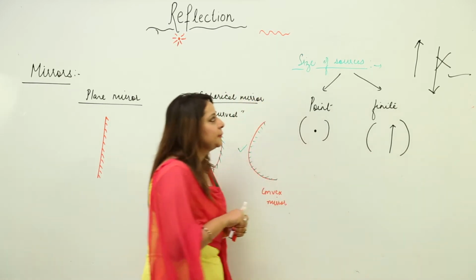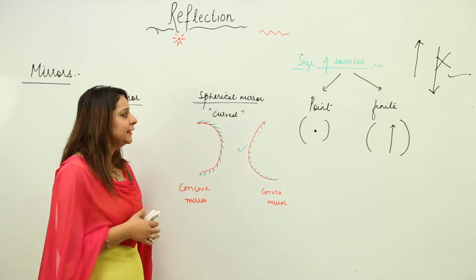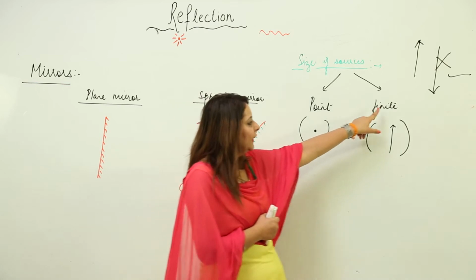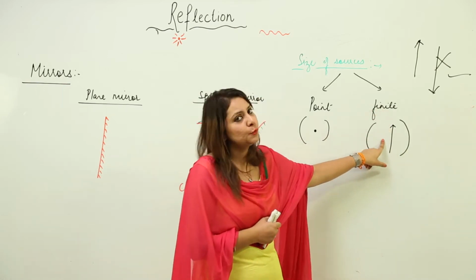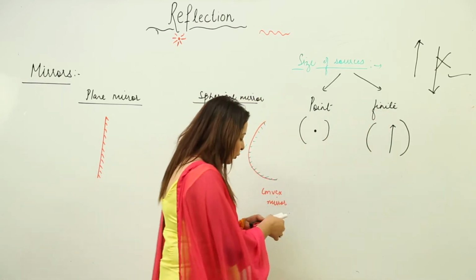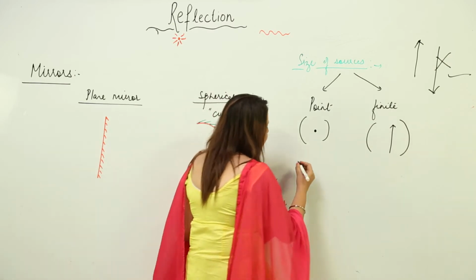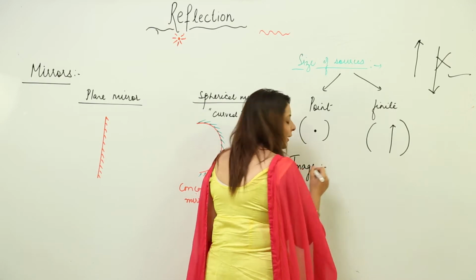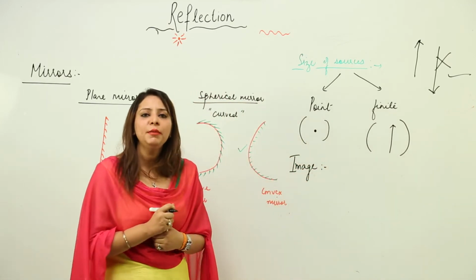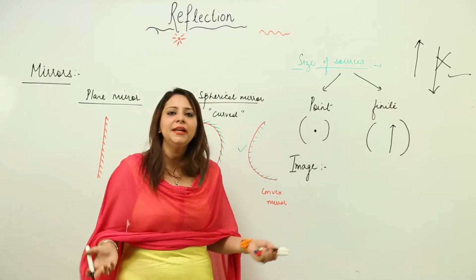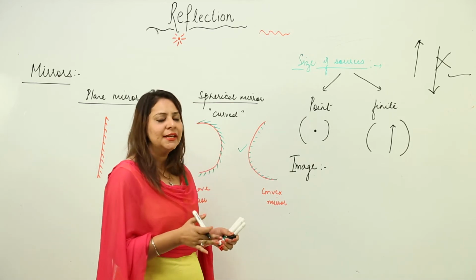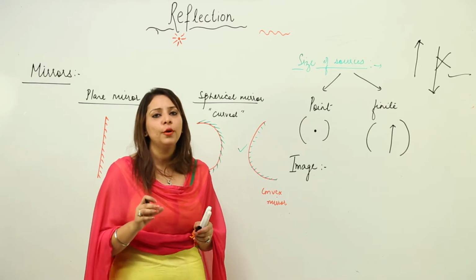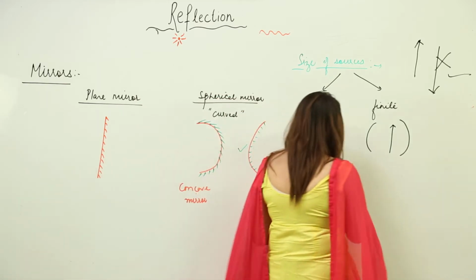Right. So depending upon the size of sources, I think it's clear that we have a point source which is denoted by a dot. We have a finite source which is denoted by the arrow pointing upside. Now, what about image? We know that image is formed. You know where the image is formed. Image is not formed randomly anywhere. It is formed at a certain place and there should be a certain condition which should be fulfilled in order to form an image.